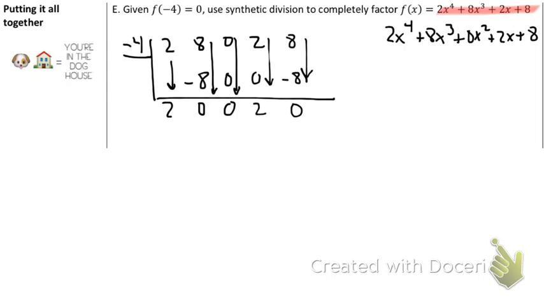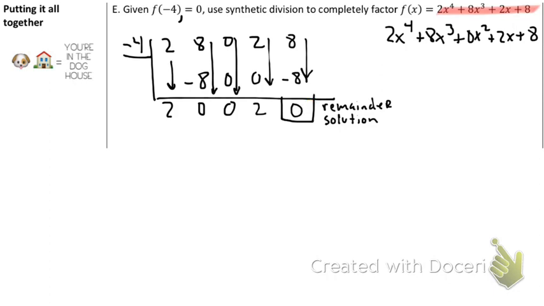So again, remember this represents my remainder if we're dividing, or it represents my solution if we're plugging in. So if you notice, when I plug this guy in, I should get 0 as my solution. And as you can see, I did get that. Okay, so how am I going to use this to factor?